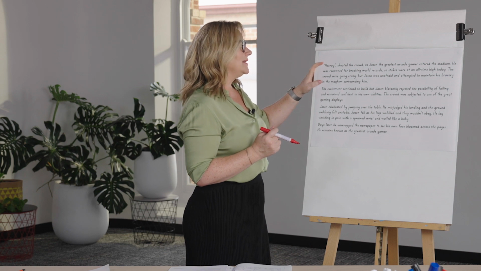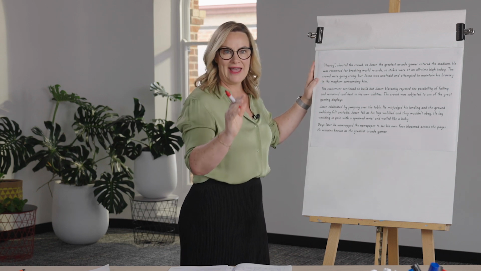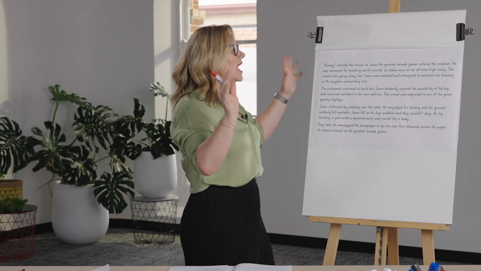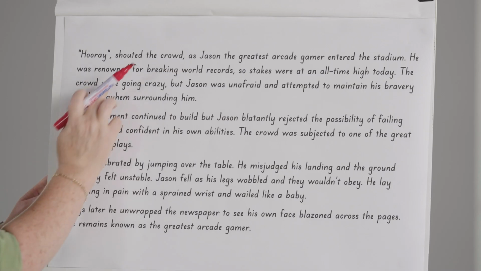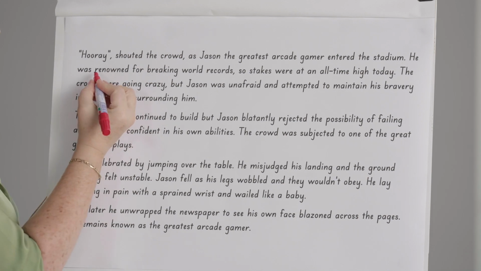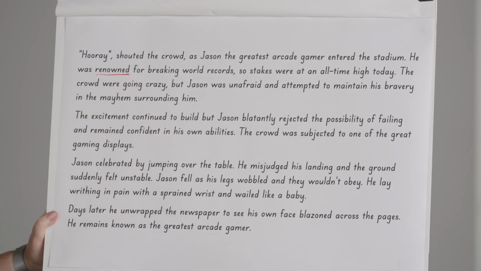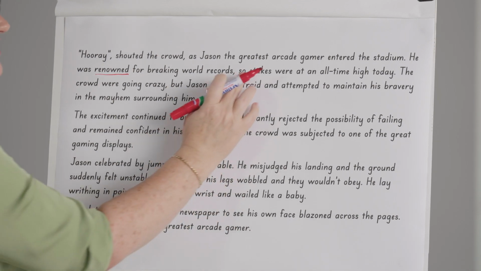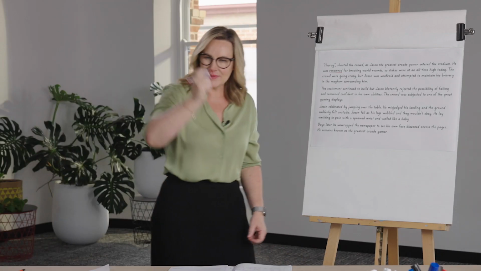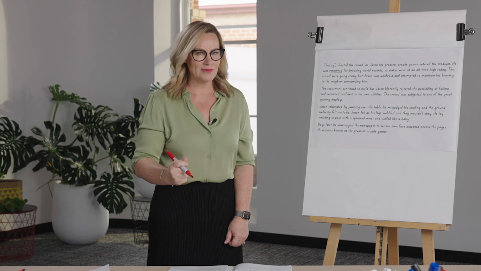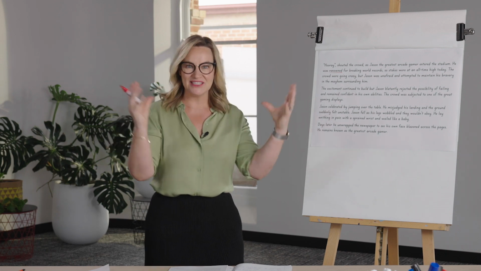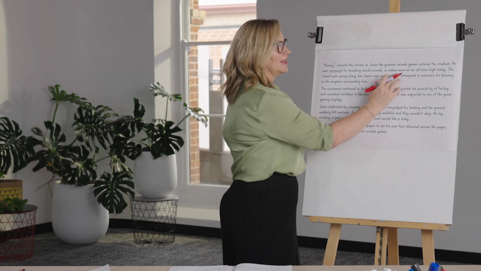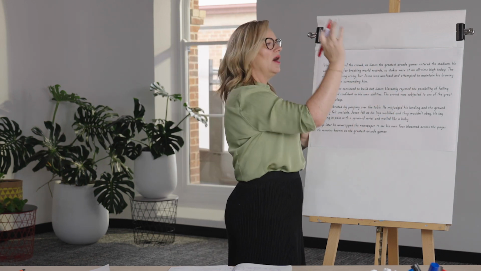Okay, so what's happening? Jason is the greatest arcade gamer and he's entered the stadium. The crowd's going wild. He's renowned. Remember that word, renowned? Means famous for breaking world records. So the stakes were at an all-time high. Do you remember the stakes? Not the ones in the ground that hold up plants. It means when there's a competition and he really, really wanted to win. So they're at an all-time high.